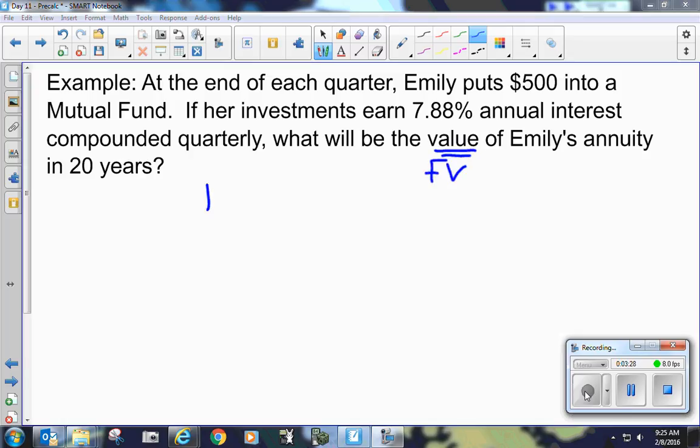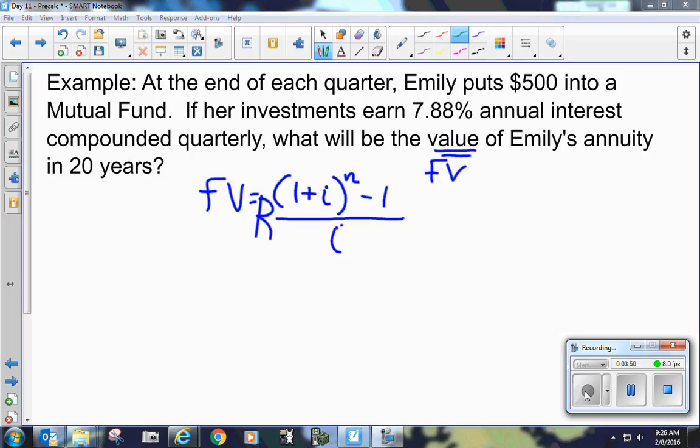So, we have future value equals, in parentheses, 1 plus my i to the n minus 1, all over i. The R is in with the capital R. So that is R times that whole parenthesis. Okay? R times that whole parenthesis.